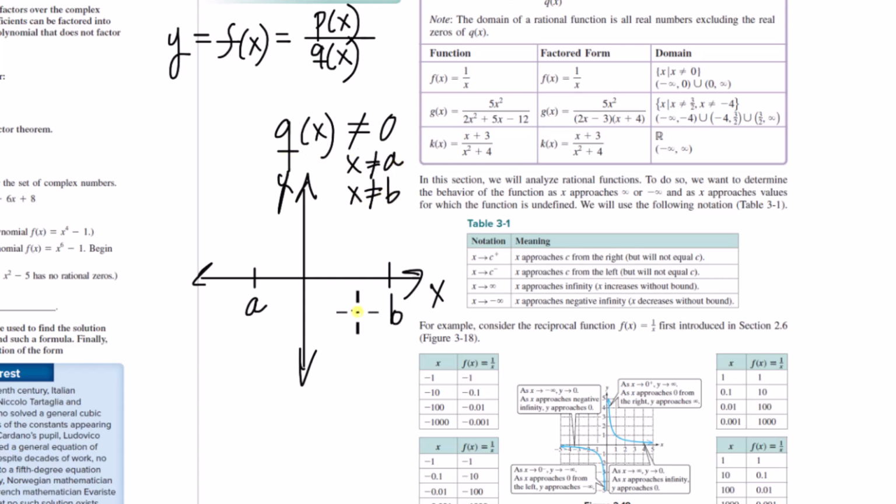That's when q of x is equal to 0. In some cases, one of the scenarios that we would expect to see as x approaches a value like this is that q of a is equal to 0. But if p of a is not 0, just any number other than 0, then we're going to expect to see the magnitude of this ratio balloon towards infinity.